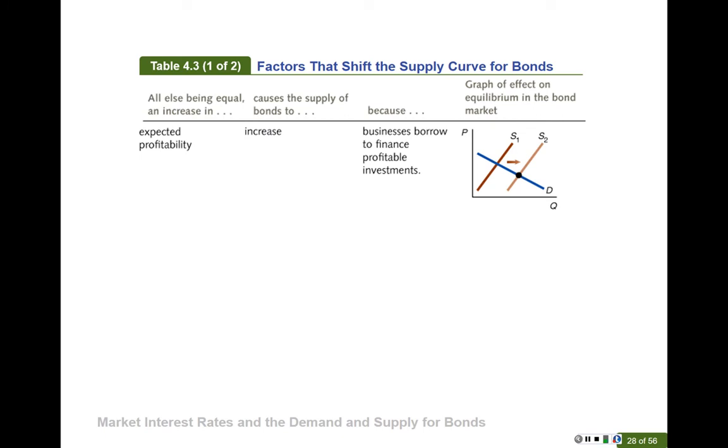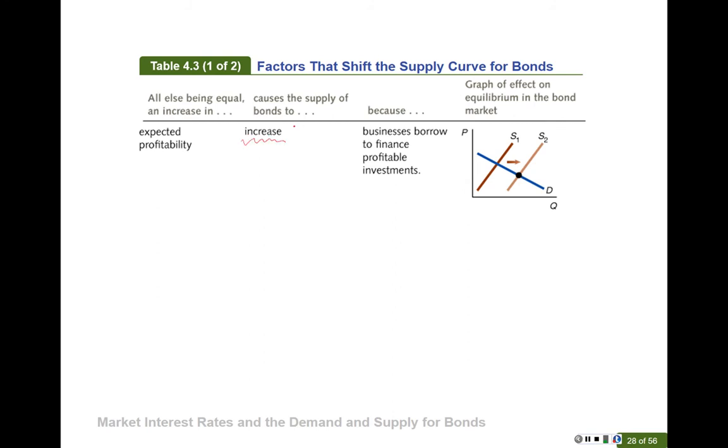Okay, let's start with the first factor, the expected profitability. If your company sees more investment opportunities, if your company expects the profit level will increase, are you going to expand? Are you going to spend the money on the new project to generate a higher profit? Yes, because you want to borrow money to carry out a project that can generate a higher profit, you are going to issue more bonds. So bond supply will increase.